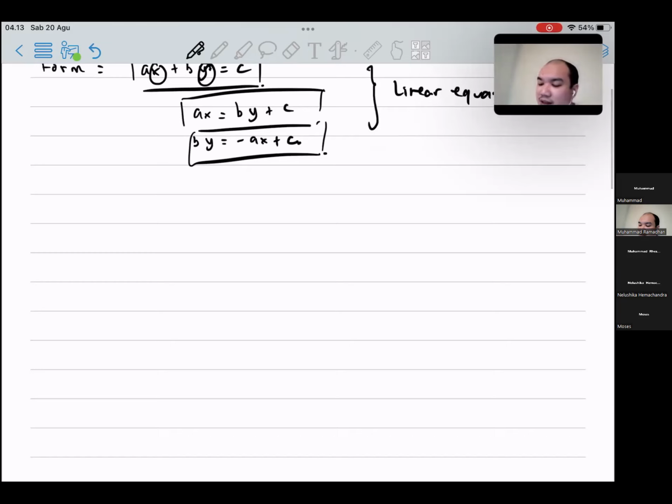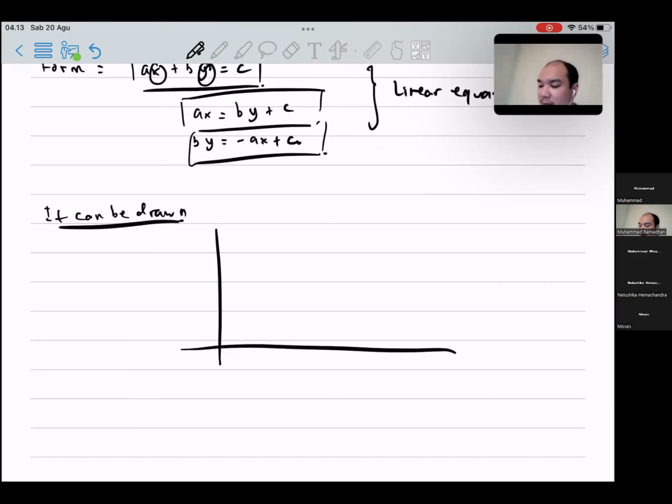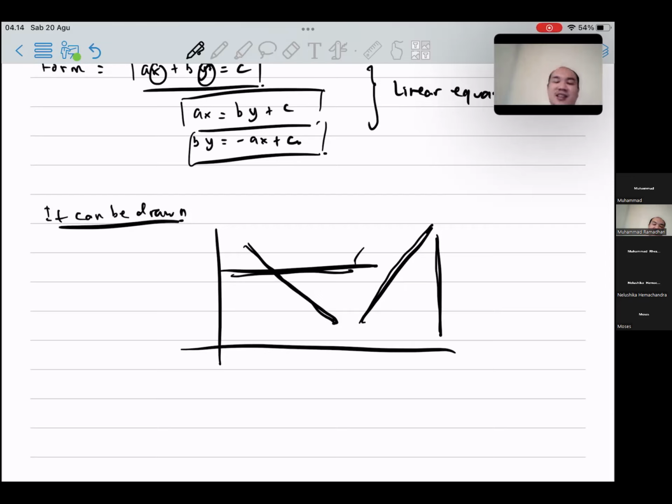And it can be drawn like this, something like this, or this, or something like this. All of them are linear equations. So if the line is a straight line like this, the function to draw this line is a linear equation.